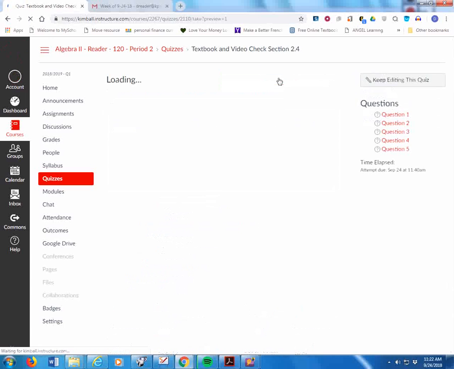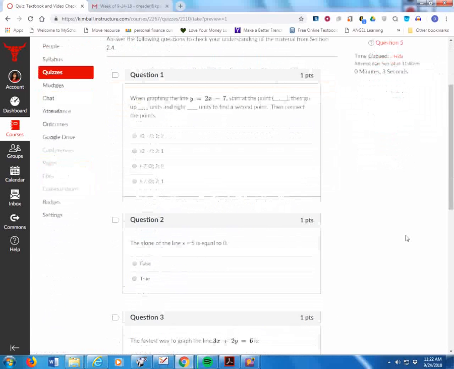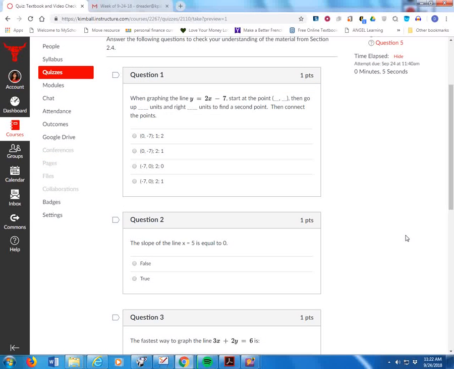First question then. When graphing the line y equals 2x minus 7, what point do you start at? Negative 7. The actual coordinate, though, is 0, negative 7. That's your y-intercept. And then you'll go up how many units? 2 units up and 1 unit to the right. And graph your second point.